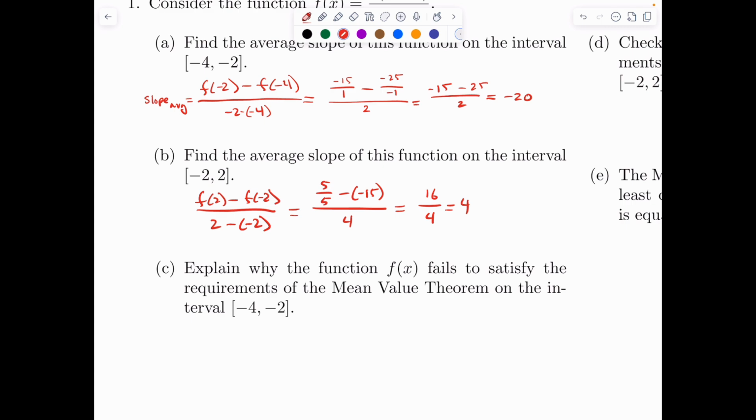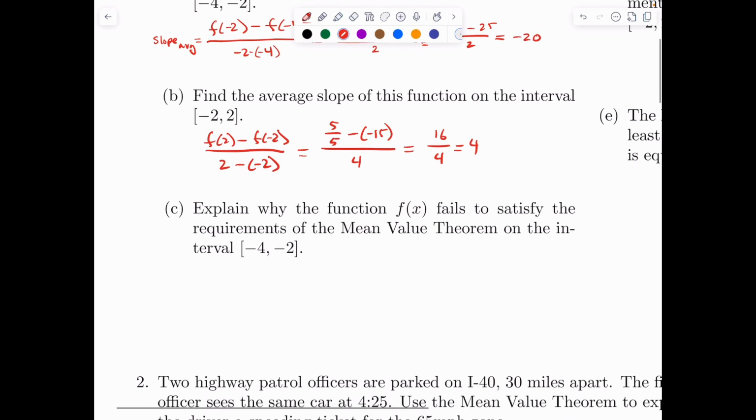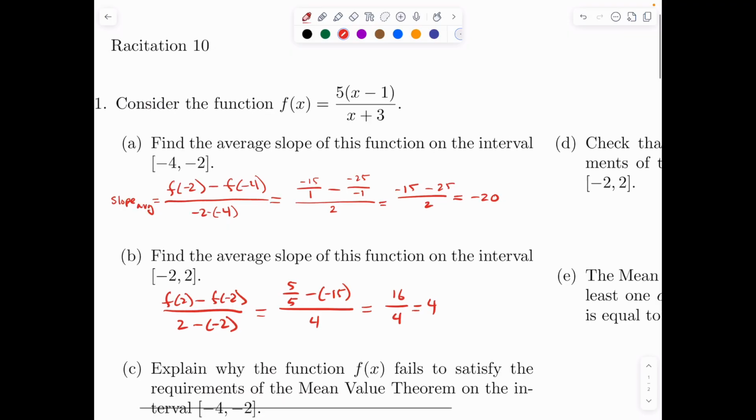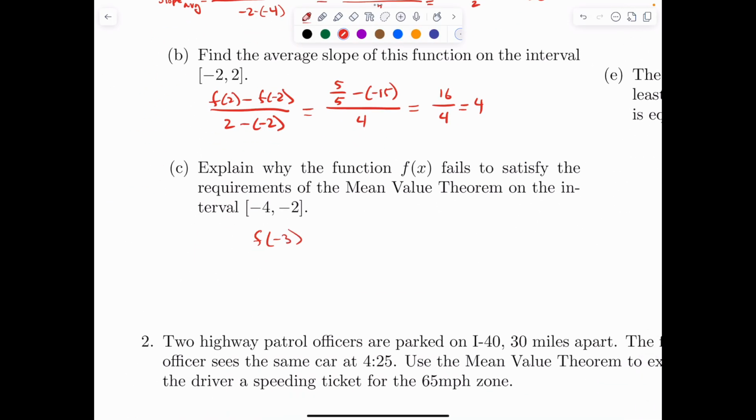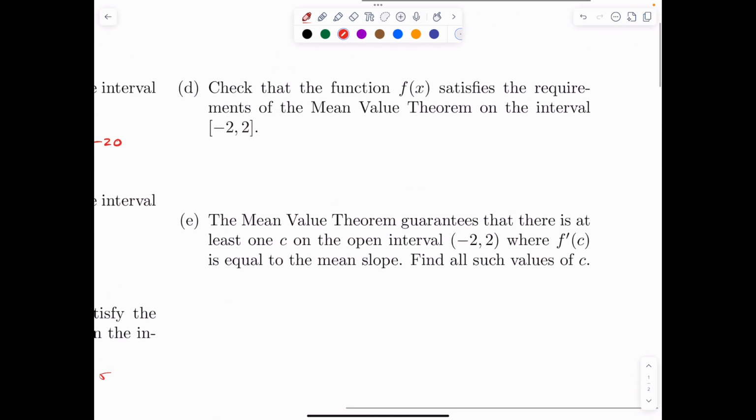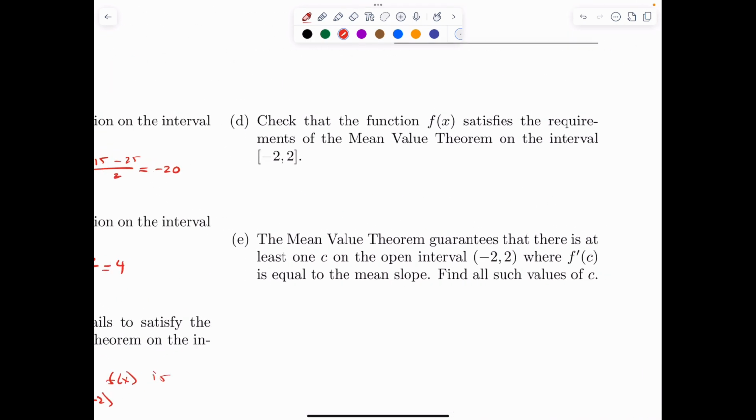Okay, next, why would the function fail to satisfy the requirements of the mean value theorem in this interval? Well, f of -3 is undefined, so f of x is not continuous on -4, -2. In this case, we're going to check that f of x does satisfy these requirements.